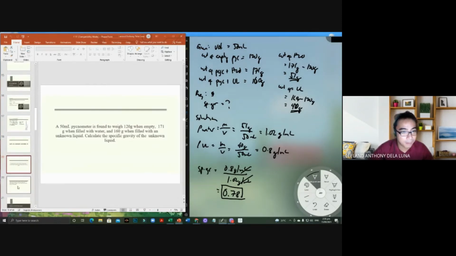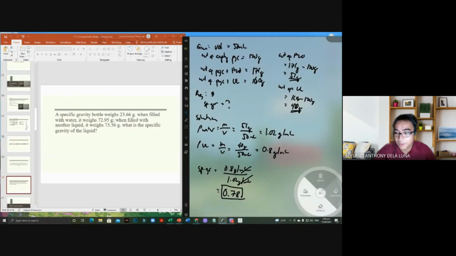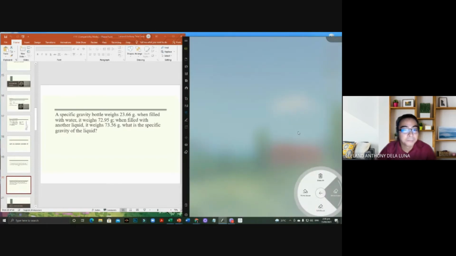Okay, let's have another problem here. Okay. Now this time, class, ayan. So we have here a specific gravity bottle, or pycnometer nga pala, is just the same. Okay, specific gravity bottle or your pycnometer. Erase all muna to. Okay. So it weighs 23.66 grams when filled with water. When filled with water, it weighs 72.95 grams. And when filled with another liquid, it weighs 73.56 grams. So what is the specific gravity of your liquid?